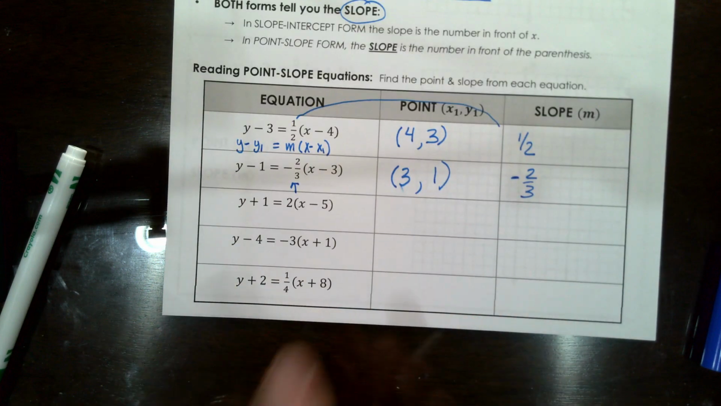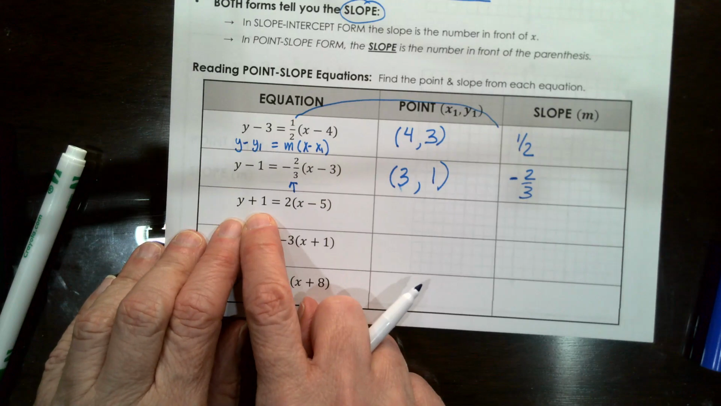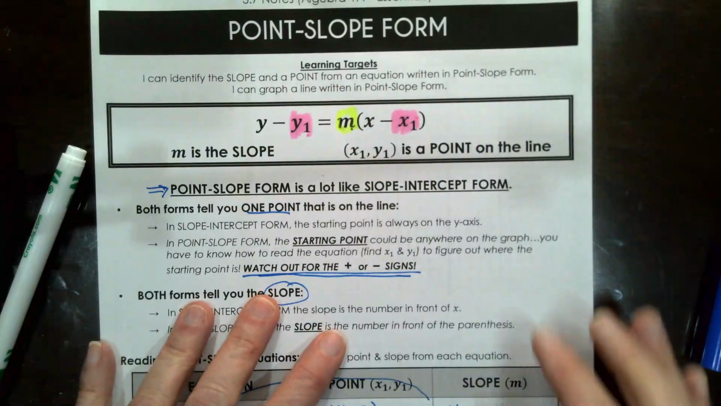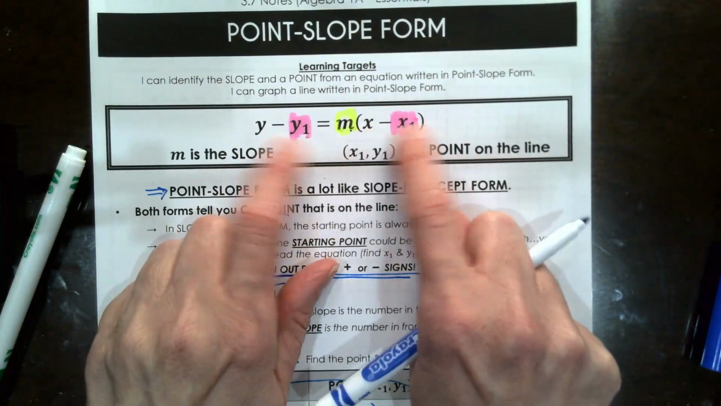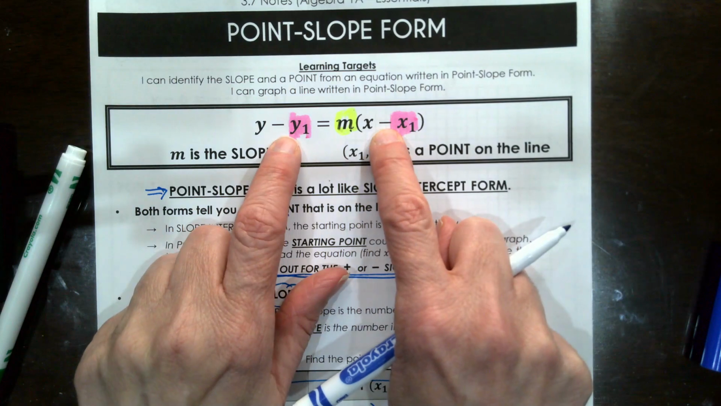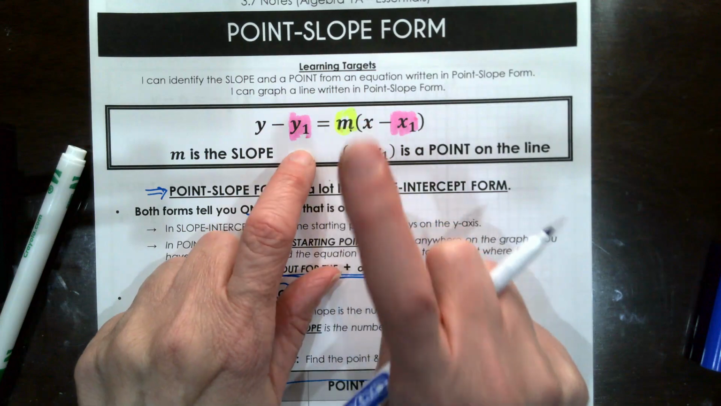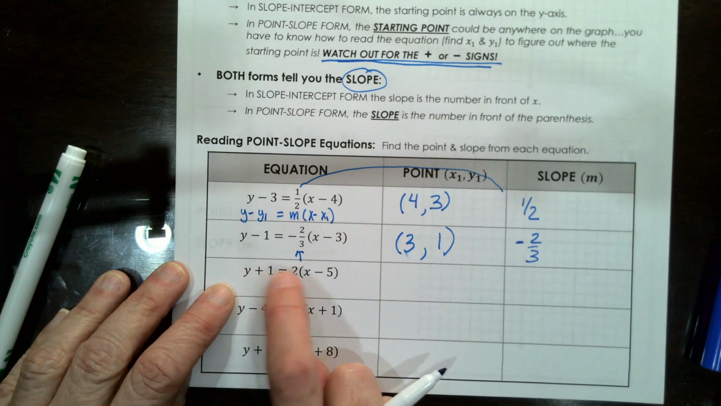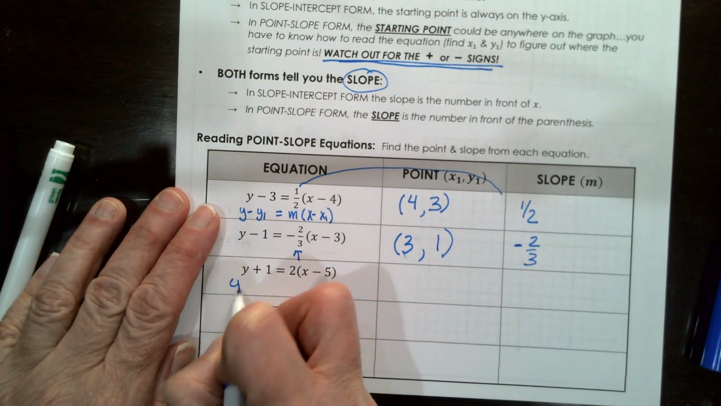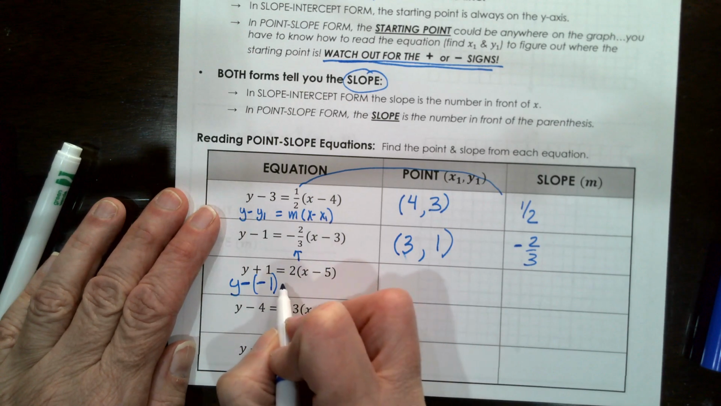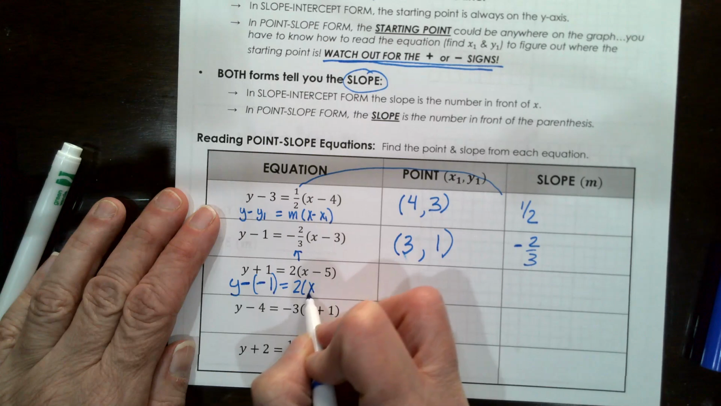Okay, let's take a look. Ooh, this one has a plus. Okay, remember, the format is subtraction. So remember, this is the way it always needs to look. If you have subtraction, all you do is take the number after the subtraction sign. If you have addition, though, we have to do a little trick, okay? So remember, y plus 1 is the same thing as y minus negative 1. And then that's 2 times x minus 5.